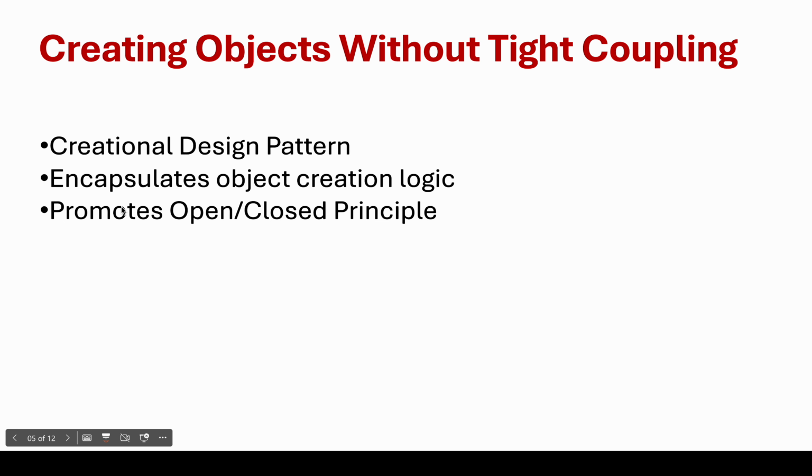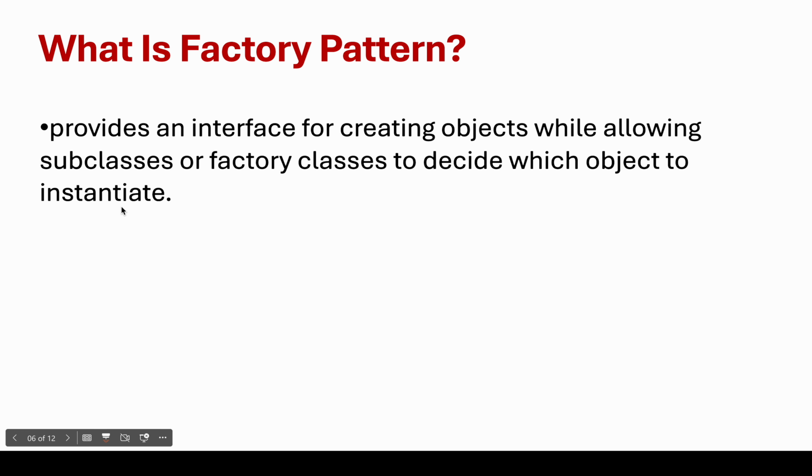We'll get a deep understanding with a code example. Let's move forward. So what is the factory pattern? This pattern provides an interface for creating objects while allowing subclasses of factory classes to decide which object to instantiate. There are a lot of keywords that I have used, but it will all make sense when you see the code.